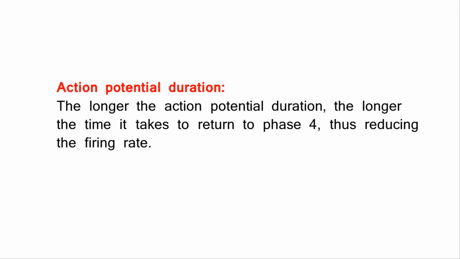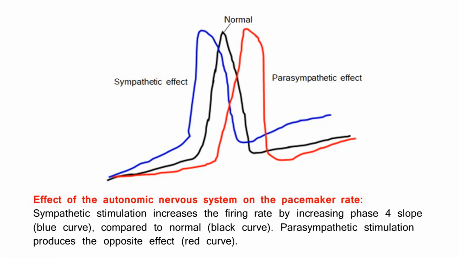Action potential duration. The longer the action potential duration, the longer the time it takes to return to phase 4, thus reducing the firing rate. Effect of the autonomic nervous system on the pacemaker rate. Sympathetic stimulation increases the firing rate by increasing phase 4 slope, blue curve, compared to normal, black curve. Parasympathetic stimulation produces the opposite effect, red curve.